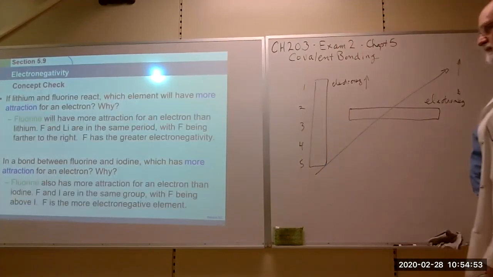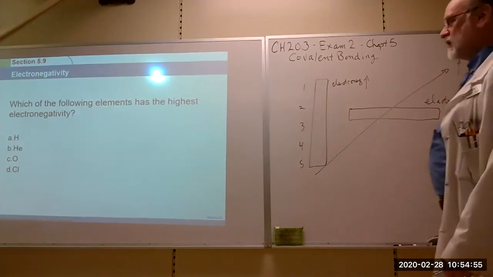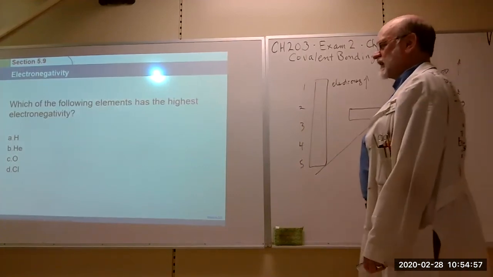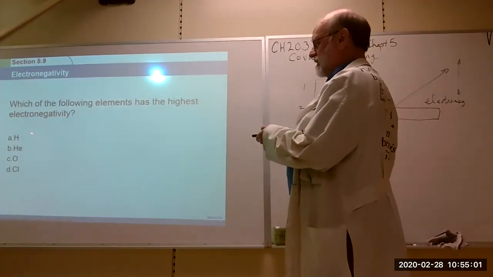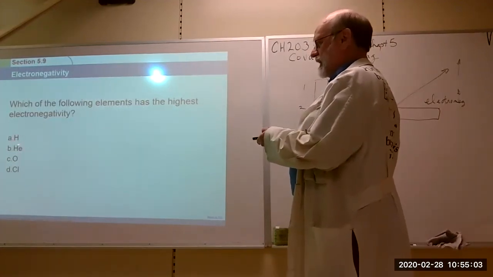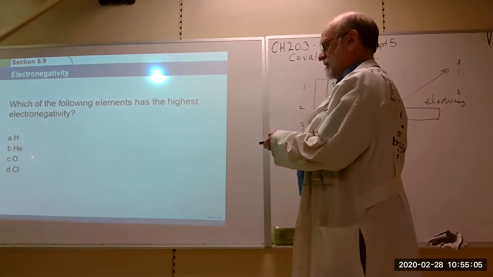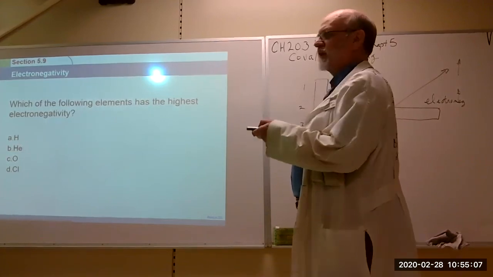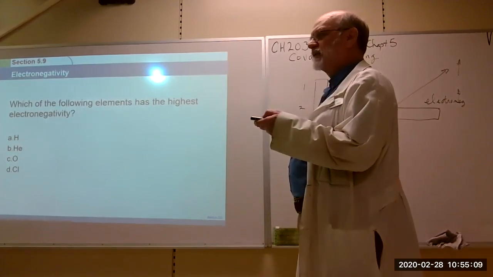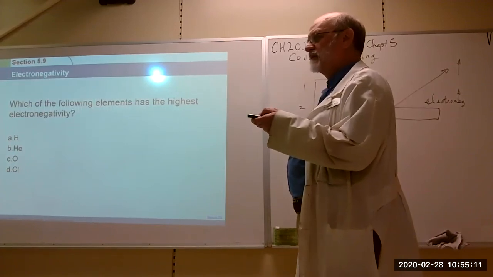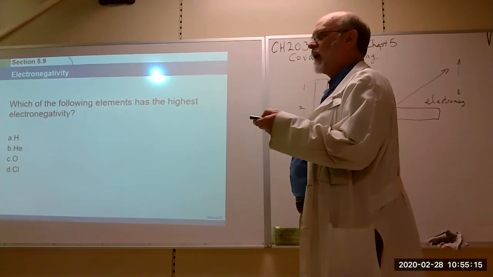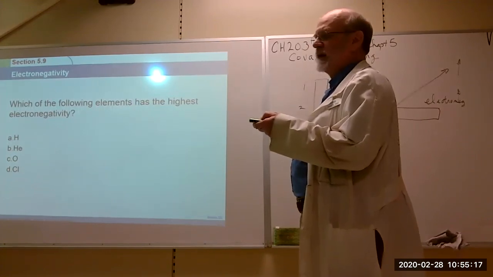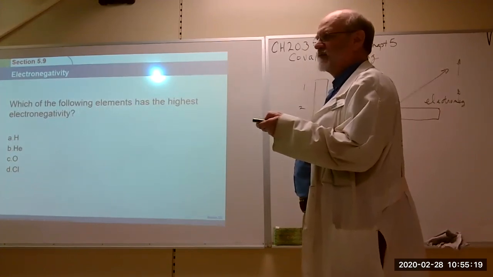Okay. Which of the following elements has the highest electronegativity? Well, let's see. The noble gases don't count. So we have to say hydrogen, oxygen, chlorine. So here's oxygen. There's hydrogen. There's chlorine. Oxygen and chlorine: oxygen is higher than chlorine, but it's to the left of it.